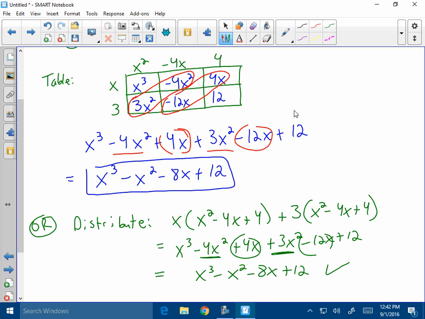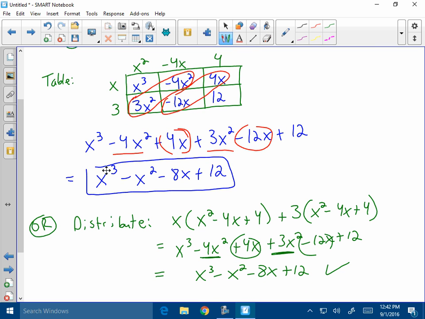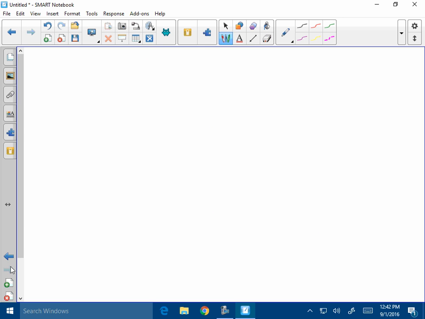So I would encourage you to give that a try and kind of get the hang of it. It does make it easier. Okay, so that was 2 terms times 3 terms. Okay, let's take it up to the next level. One more. How about a 3 term times a 3 term?